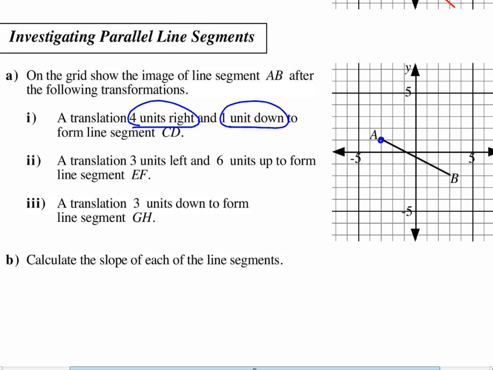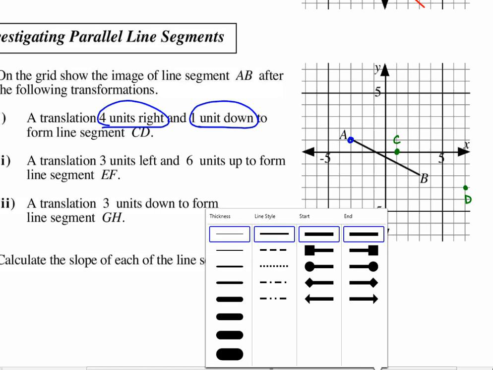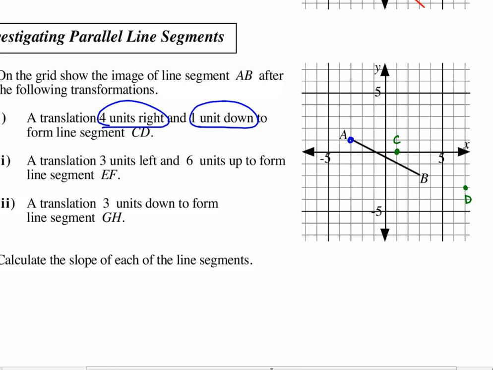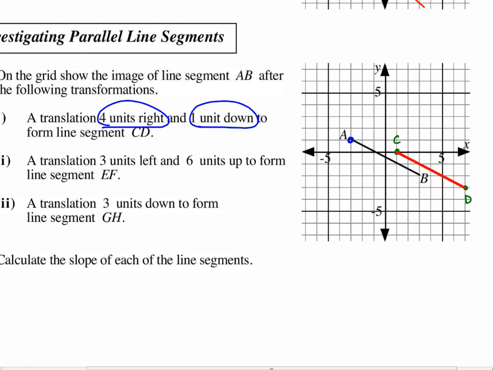So let's go 4 to the right, 1 down. 1, 2, 3, 4, 1. So you should land at the point 1, 0. Good? So I'll call that C. And then B, we're going to move 4 right, 1 down. So 7 and -3. Yeah. So draw that line. I'll make it nice and thick. Oh, that's too big. Okay, a little big. Okay, so there's that line segment, CD.